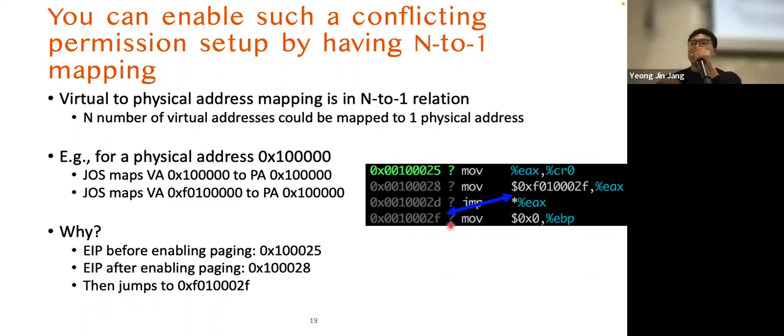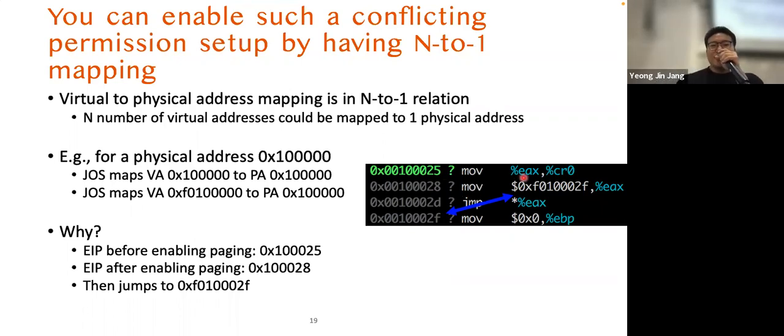But what JOS does for their bootstrap virtual memory is that JOS maps the virtual address 1 mega to the physical address 1 mega. So for the lower 4 megabyte region, JOS will directly map the virtual address to be the same as the physical address. And this is for the special purpose of making this kind of execution smooth.